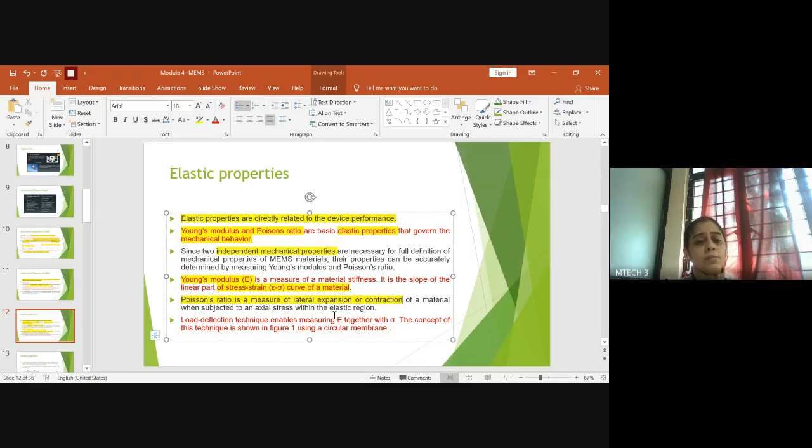And this usually comes into picture when you're subjecting it to an axial stress, meaning you need to apply a load in the axial direction. So based on the axial stress induced in the body, this expansion or contraction comes into picture. But we are focusing on this within the elastic range.